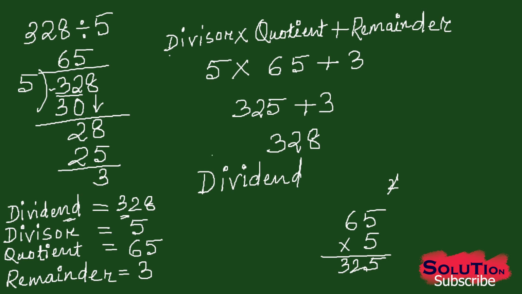So every time you can check your problem and you can see whether you have done it correctly or not by applying divisor into quotient plus remainder. If it is giving the dividend, then your answer is correct. Whatever calculation you have done here is correct. If you are not getting the dividend after multiplying divisor into quotient and then adding the remainder, then you have to check your problem again.